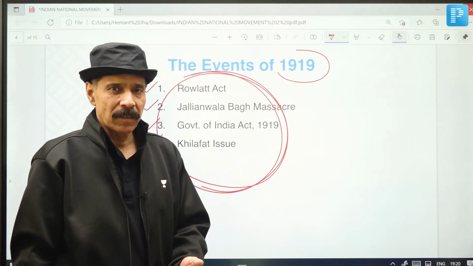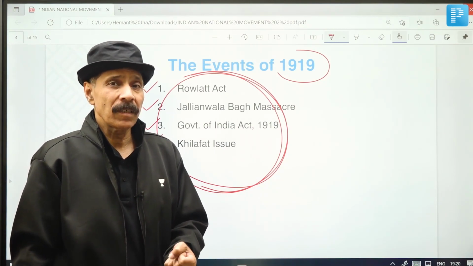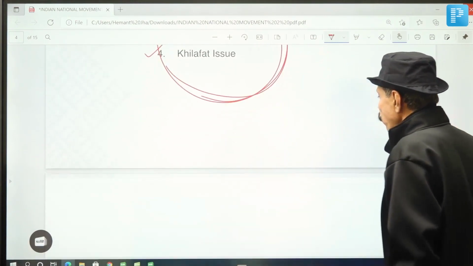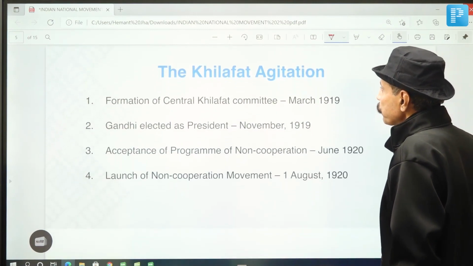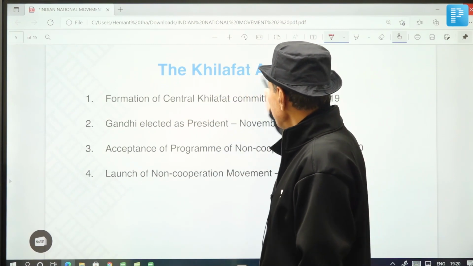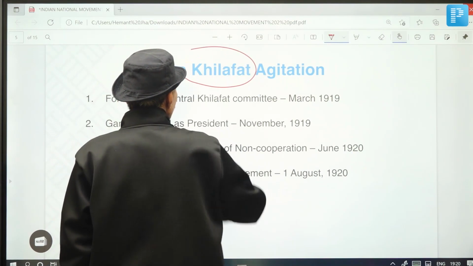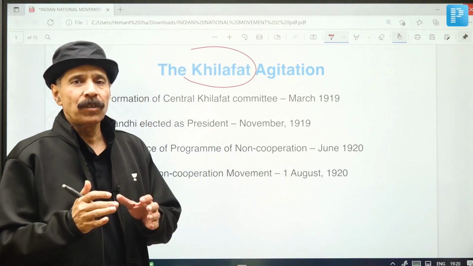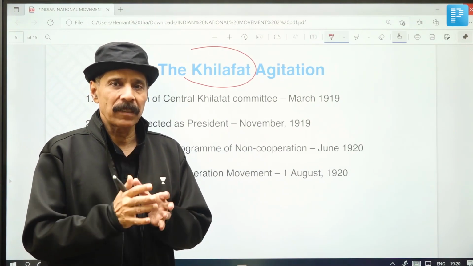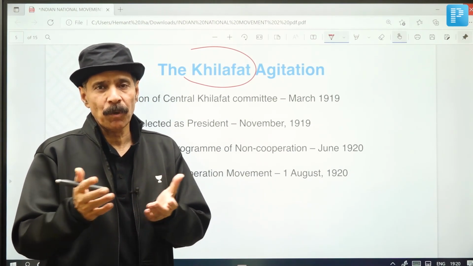Now let's consider the Khilafat issue and the movement, and then the non-cooperation movement. So first, the Khilafat agitation. The Khilafat agitation was based on the Khilafat issue. That was the issue to save Khilafat. That means to save succession, that is succession from the Prophet.